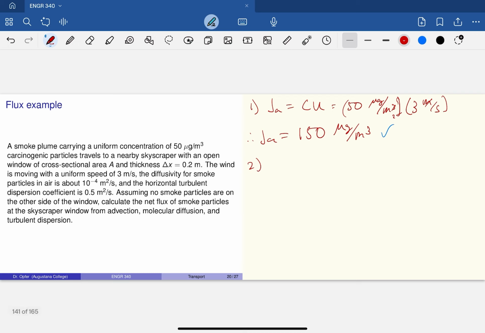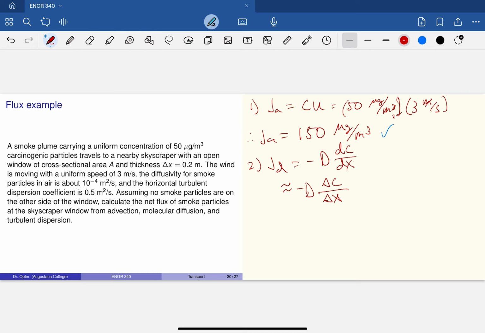Now for diffusive flux, we have minus D dC/dx. Now if we were to actually calculate an integral, we would need to know some sort of function for C, which sometimes we do. But in general, we don't really know this function, so we just approximate it. So this is approximately equal to minus D times the change in C over the change in x. We turn the infinitesimally small derivative into a finite small change in C over change in x.